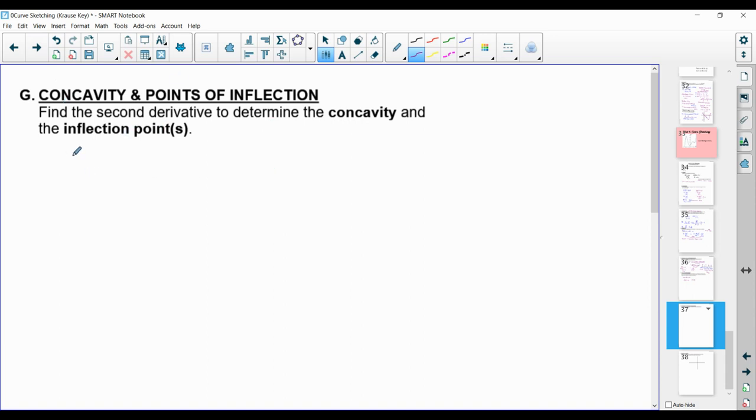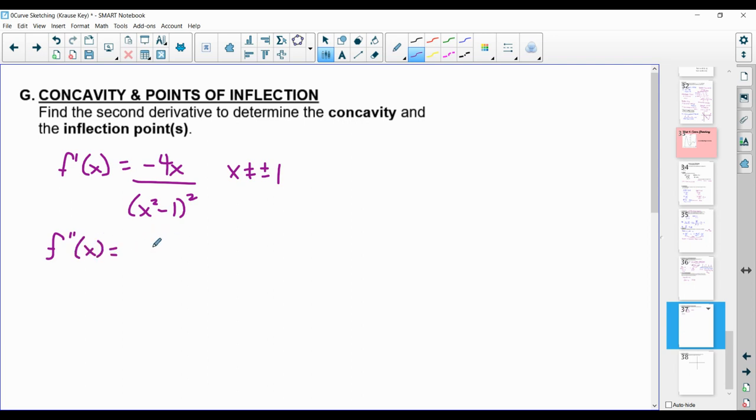So our first derivative was negative 4x all over (x squared minus 1) squared. And we already know that we have asymptotes at x equals plus or minus 1. So let's take a look at the second derivative, and this is the one that usually gets a little messier. So we're going to use the quotient rule again. (x squared minus 1) squared. Again, you can use the product rule for this as well, and you should get the same answer. But I'm using the quotient rule here.